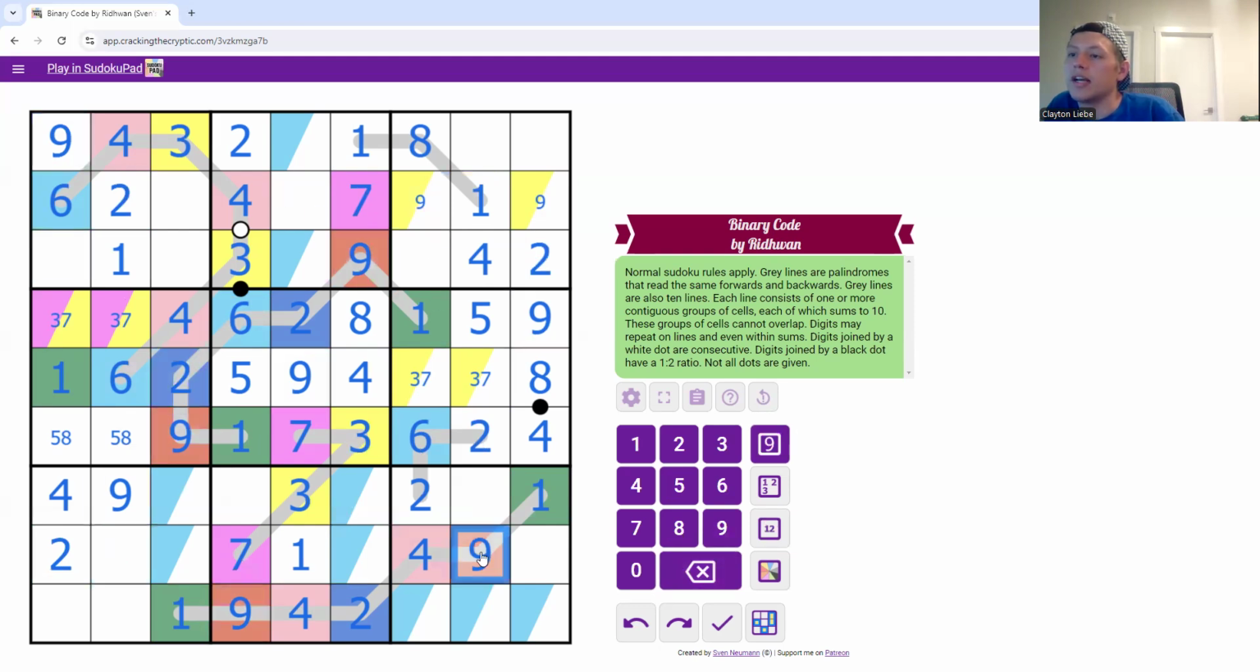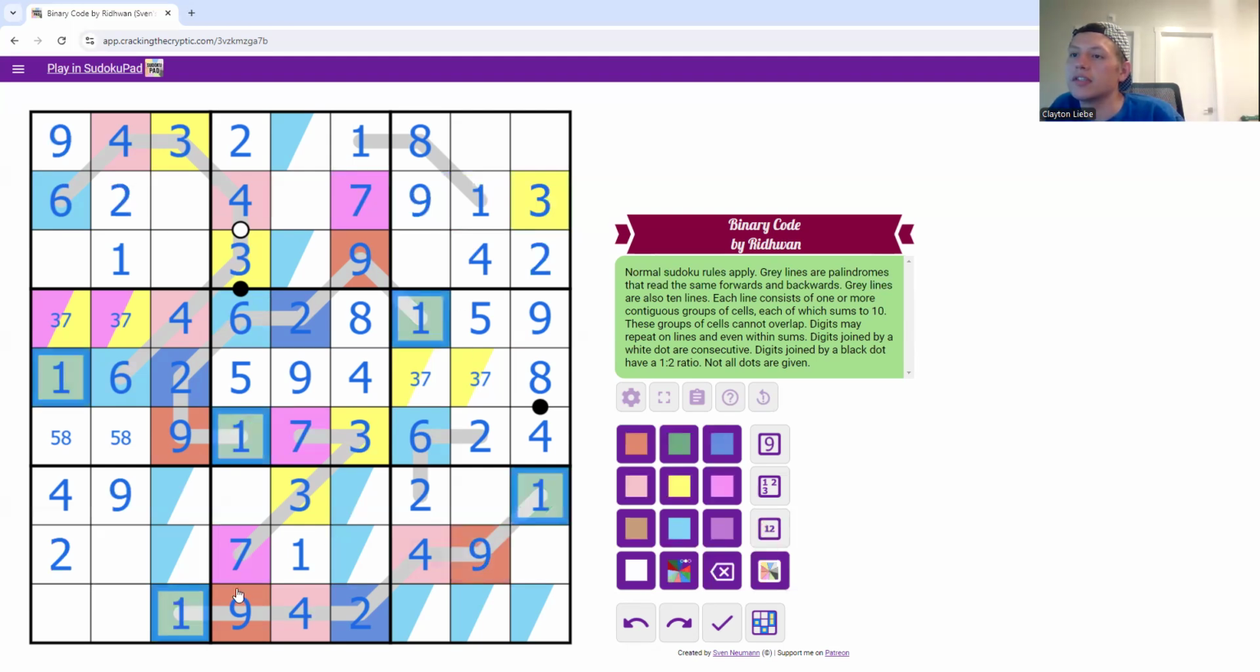Okay, what else can we say about 9s? 1, 2, 3, 4, 5, 6, 7, 8. Oh, and there's a 9 here. So in fact, this is 9, this is 3, and we know that that is that. Okay. Well, now we're really moving. We're really moving in this puzzle.